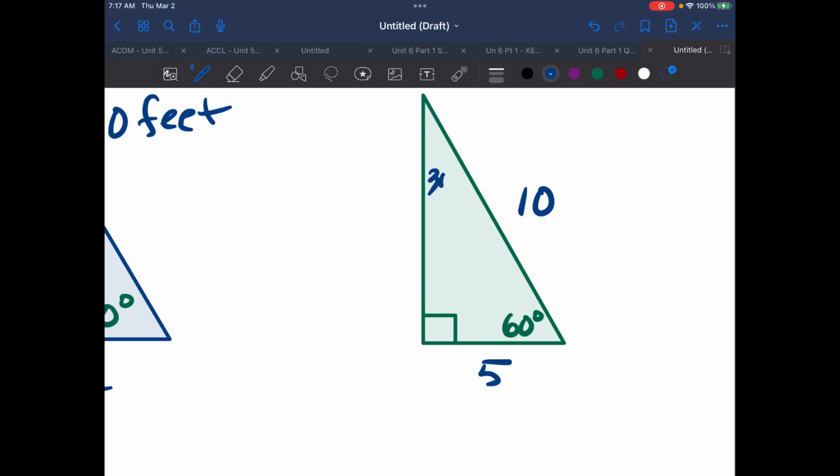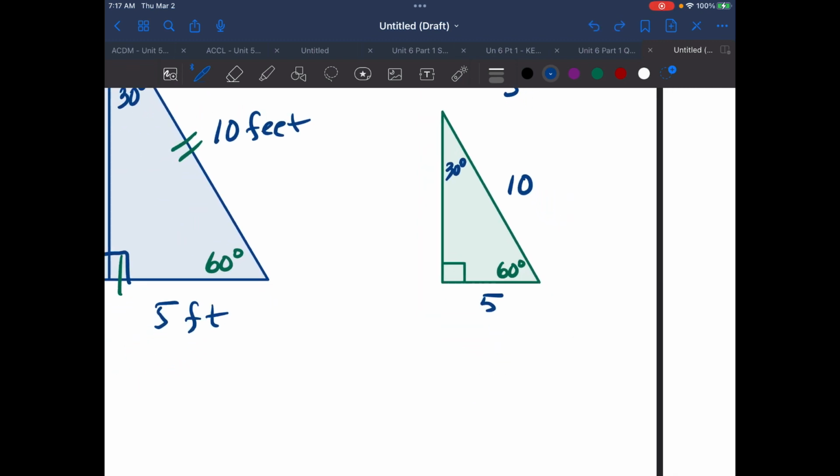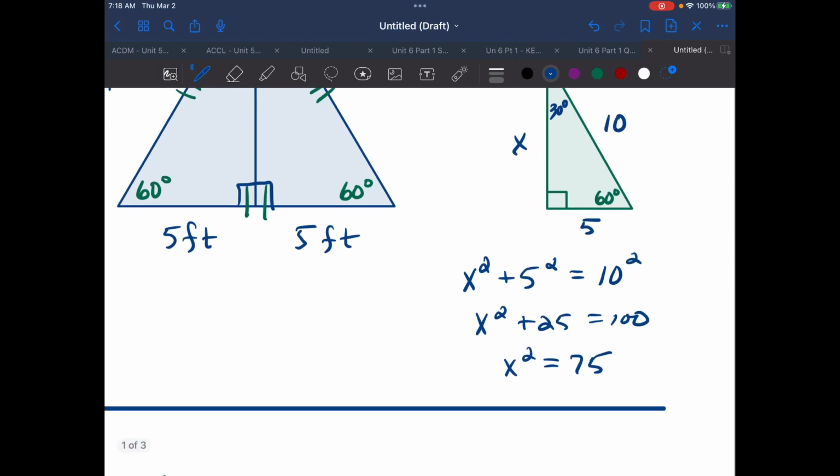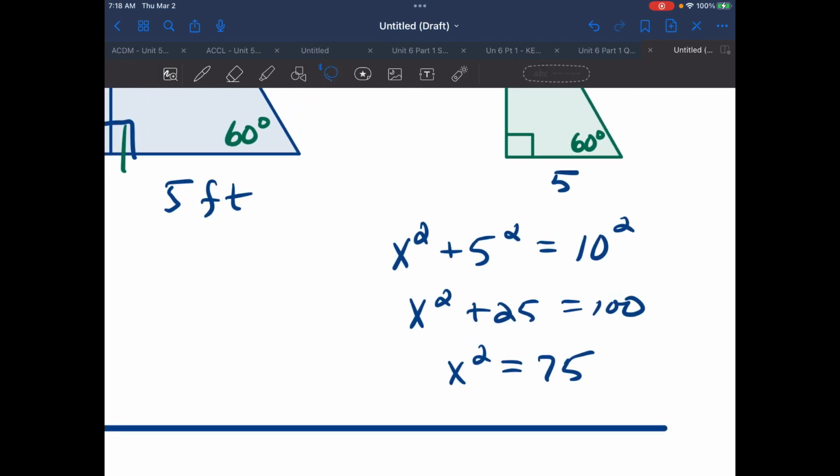So let me fill in my 30 degrees. I have my 10, I have my 5, and now I'm going to try the Pythagorean theorem. I'm going to use x, so I'll have x squared plus 5 squared equals 10 squared. As I go through my steps, I have x squared plus 25 equals 100. Therefore, x squared equals 75. All right, and whoops, I'm running out of room here.